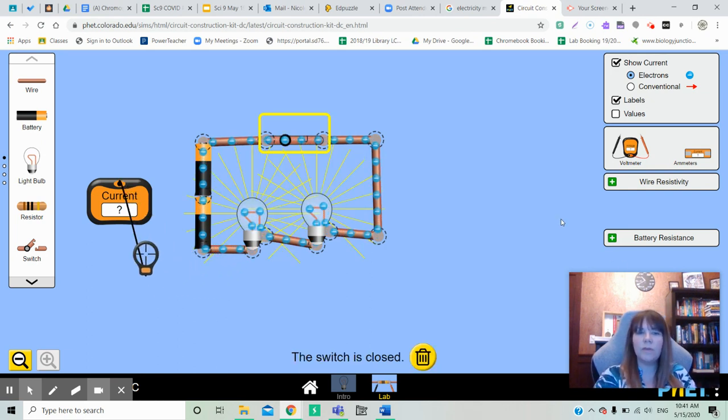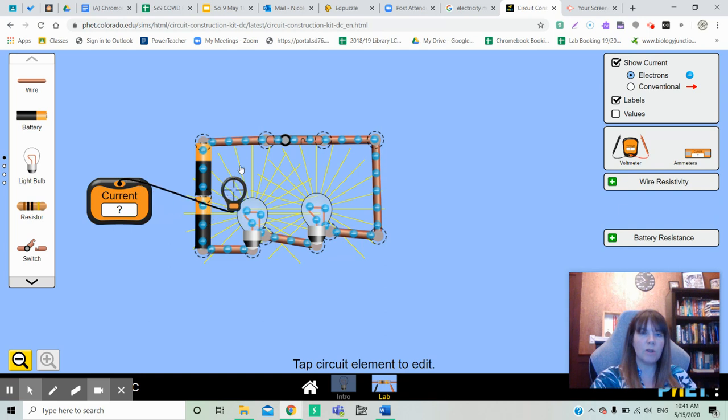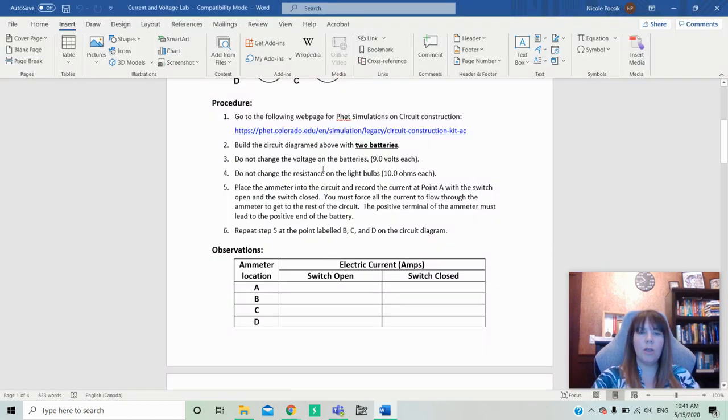I now have movement of electrons. So now we're going to see and predict what happens at points A, B, C, and D. Okay, so here's point A. I have a current of 0.90 amps. So in your table, you have listed zeros all the way down. Here is our very first location with our switch closed, so it's 0.9.